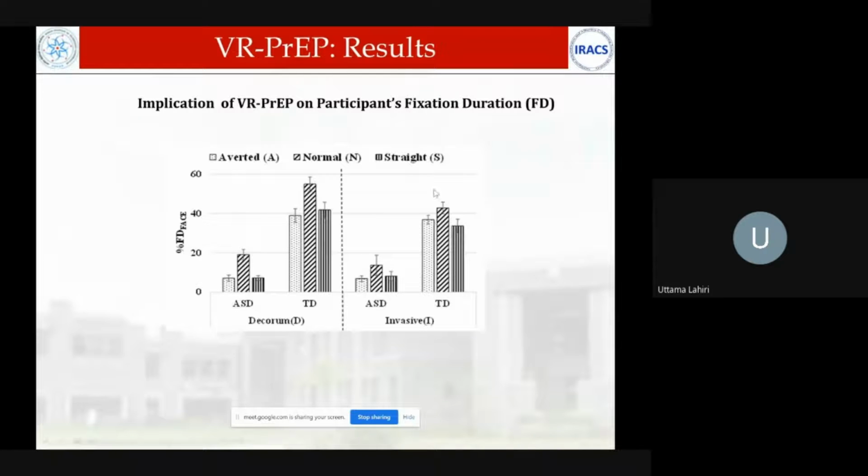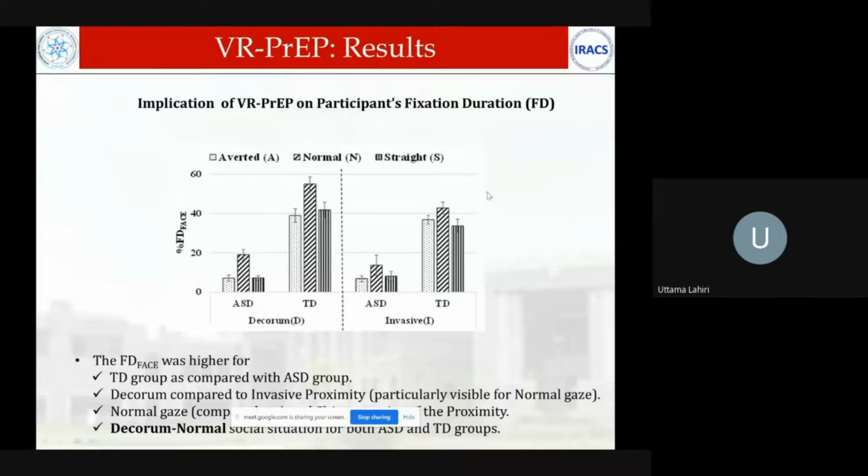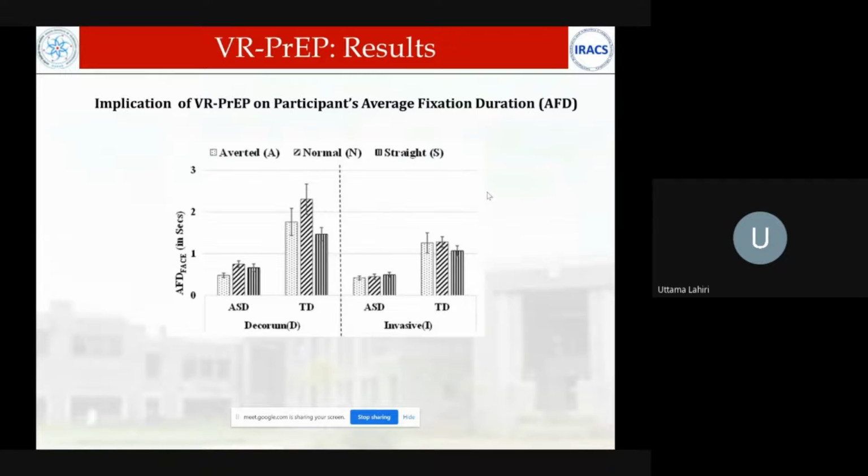And same for the typically developing children. For invasive normal, it was say 42%, but for this, it was like really 56, 58%. They were looking towards the face of the avatar. So again, the decorum normal was good for both the child with autism and typically developing group.